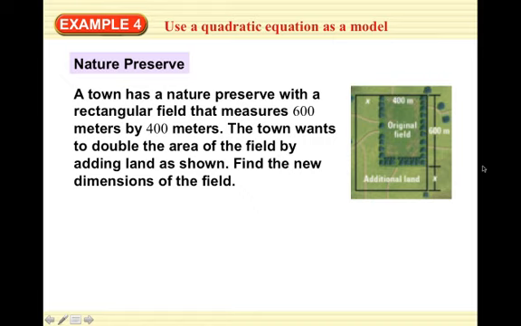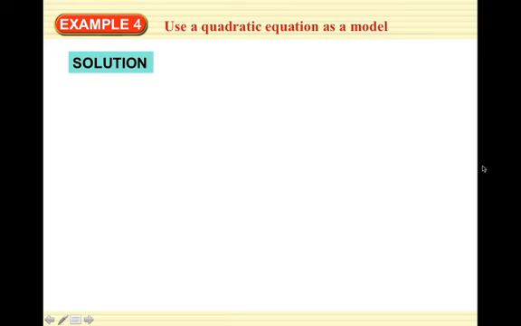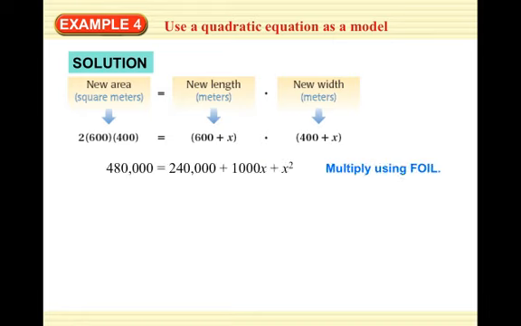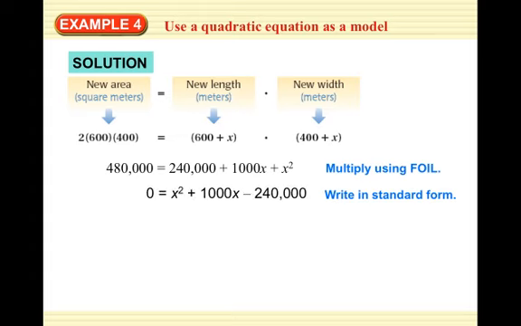So we actually have two expressions for the new area. We have the one involving just numbers, 2 times 600 times 400, and then we have the expressions involving the additional number of meters being added to the length and the width. All right, so we want to FOIL (600 + x)(400 + x), so we get 240,000 + 1,000x + x squared. In order to use the zero product property, we have to have our quadratic equal to 0. So we're going to write this in standard form.